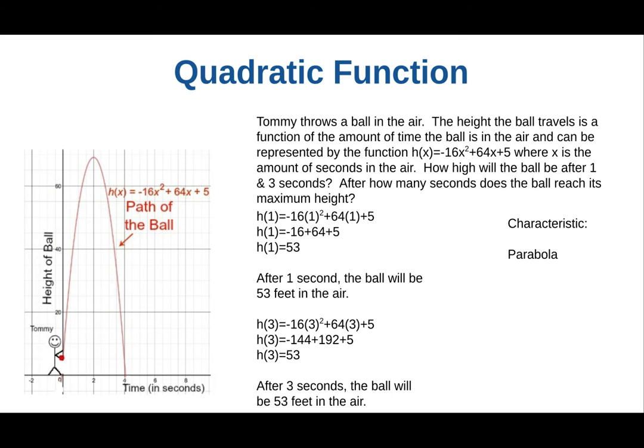Then the last question is, after how many seconds does the ball reach its maximum height? If you look at the height of the ball, where it reaches its maximum and then changes direction, that is at 2 seconds. Because if you look where the parabola, which is the characteristic, curves from going up to going down, the maximum point is at 2 seconds. Okay? And then if you look at the graph, you would see that after 3 seconds and after 1 second, the ball is just about at 53 feet high. So that's what a quadratic function is.